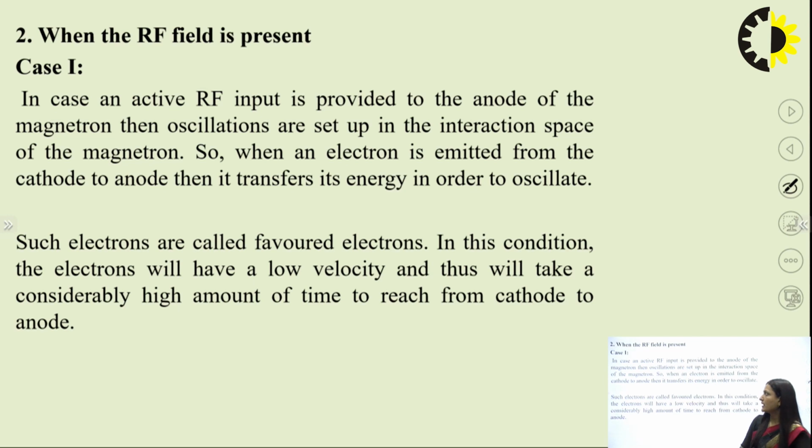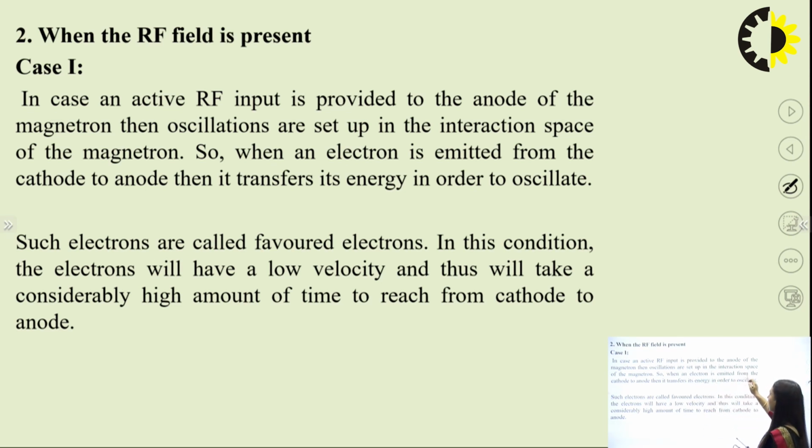So the second case, when the RF field is present. From the last 3-4 slides we have discussed that the external RF field is not given. Now we are providing an external RF field. So what will happen? Case number 1, in case an active RF input is provided to the anode of the magnetron, then oscillations are set up in the interaction space of the magnetron. It means now we are giving an RF input to your anode. So oscillation will be formed in the interaction space.